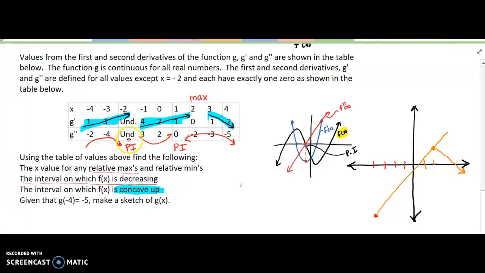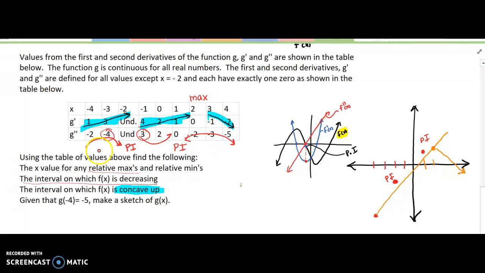Now we'll look at our points of inflection. Our second derivative changes from negative to positive at negative 2. So that must mean at negative 2, I have a point of inflection. And I have another one where my second derivative changes from positive to negative at 1. So I'm going to have a point of inflection there.